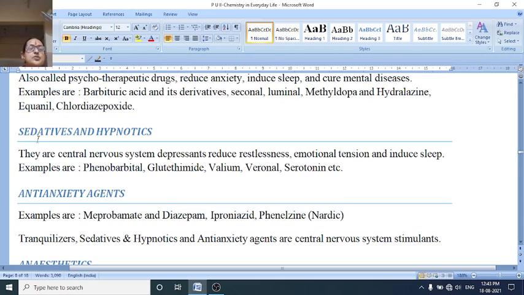Next, what we are going to study is sedatives and hypnotics. They are central nervous system depressants that reduce restlessness and emotional tension, and induce sleep. The drugs are phenobarbital, Valium, glutathione, Veronal, serotonin.